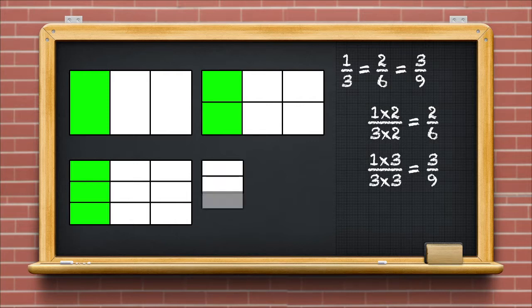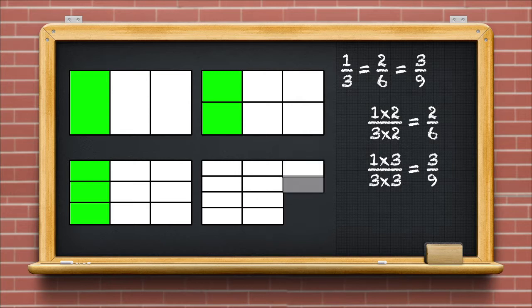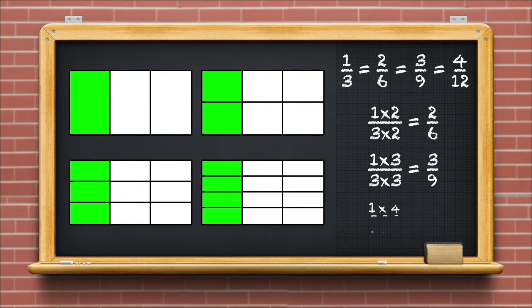Repeat the same process by introducing a 4th rectangle of the same size and shading 4 out of the 12 equal parts. Show how 1/3 multiplied by 4/4 is equal to 4/12. Ask students to observe the fraction series where all fractions are of equal value, or in other words, the relationship of part to the whole is the same.